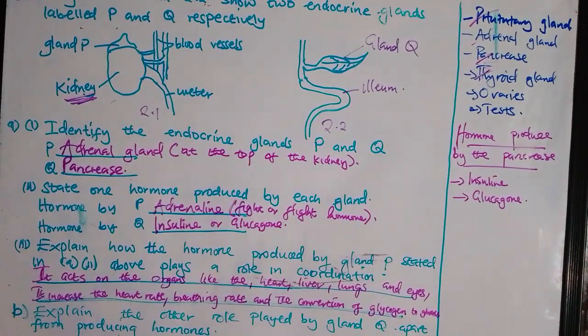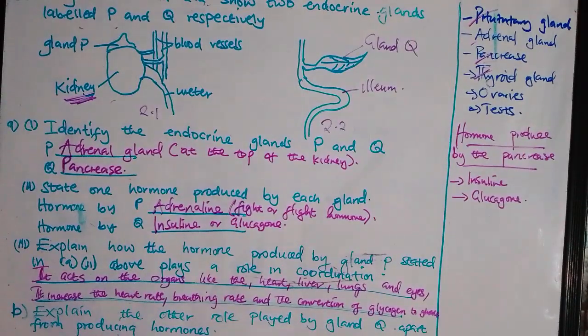Once you say it like this, you have explained how adrenaline plays a role in coordination. It acts on organs like the heart, the liver, lungs, and eyes. And it increases the heart rate of the heart, the breathing rate in lungs, and the conversion of glycogen to glucose in the liver. You have explained to them.